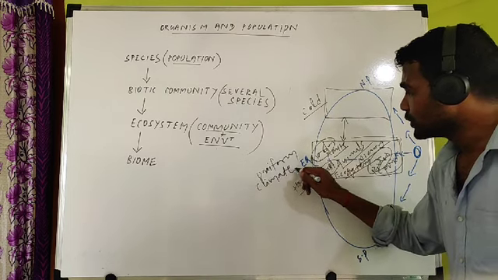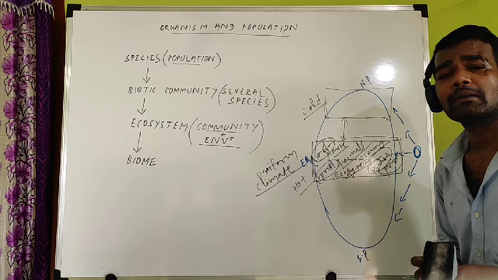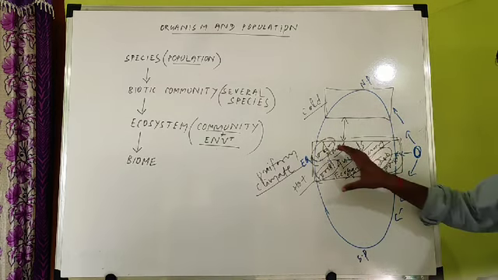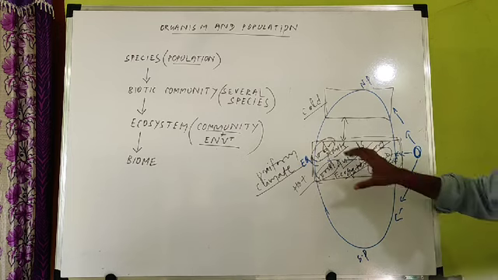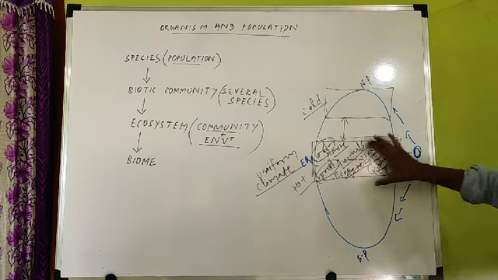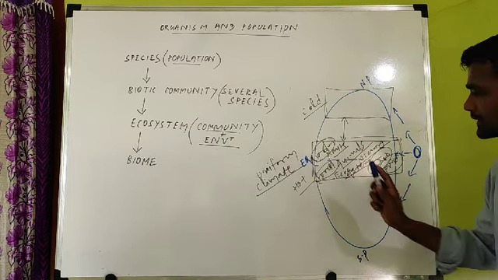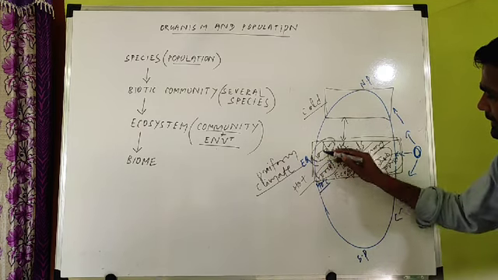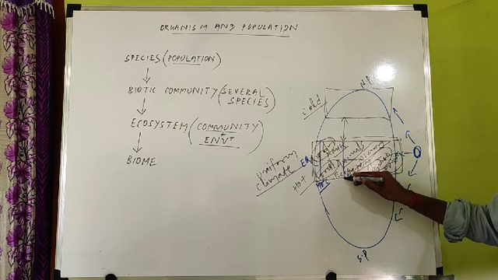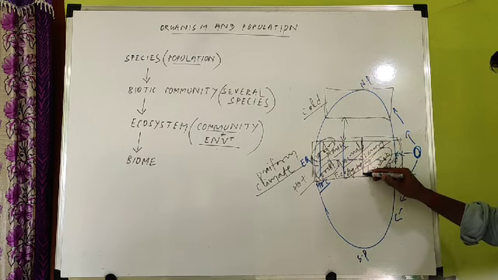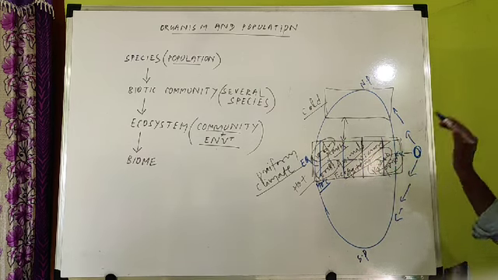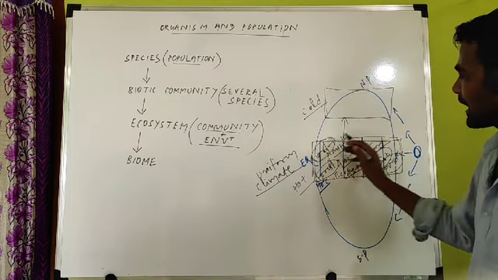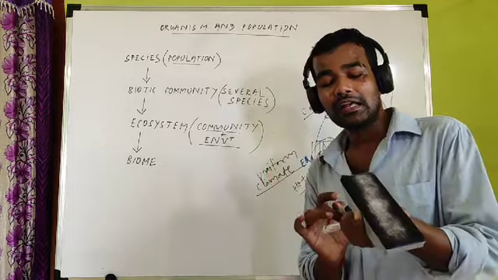What is the meaning of uniform climate? Uniform climate means that the climate is the same in all parts of that region. For example, when we are considering this part of earth, at this point, if the temperature is 40 degrees Celsius, in this part also you find 40 degrees Celsius. In this part also you find 40 degrees Celsius. Uniform climate.